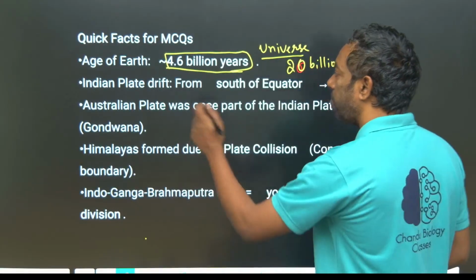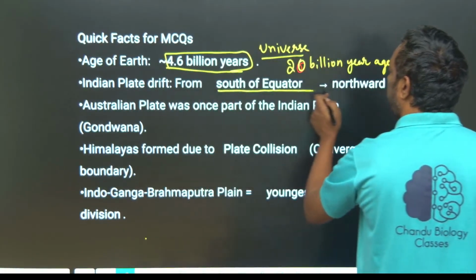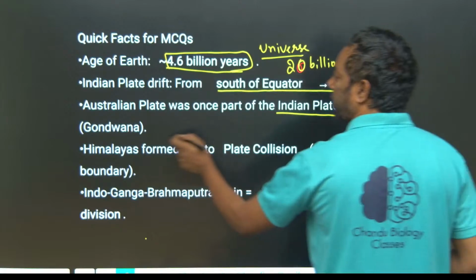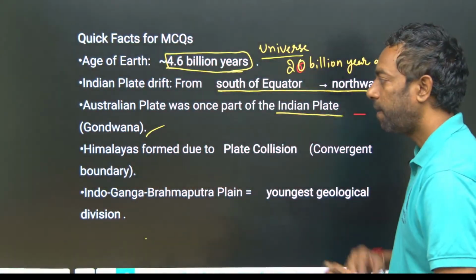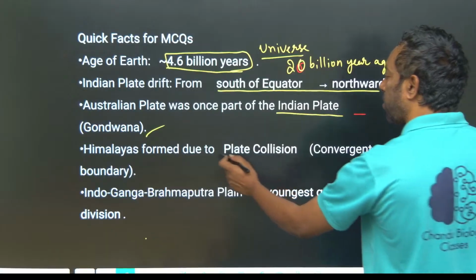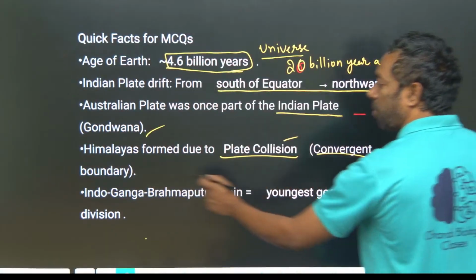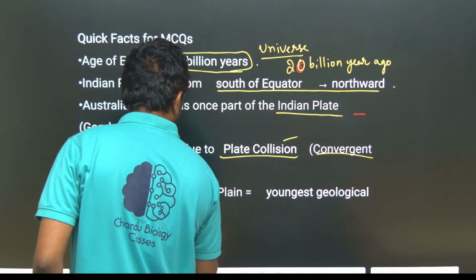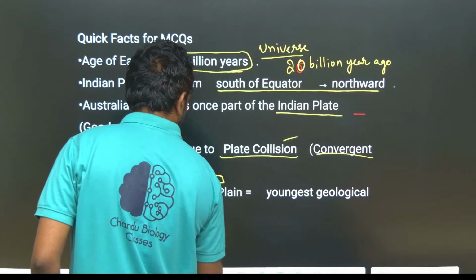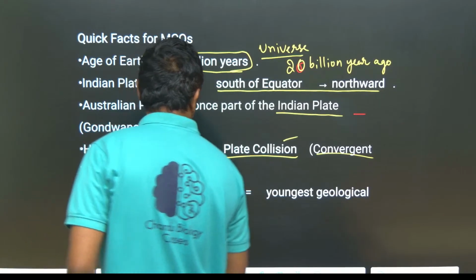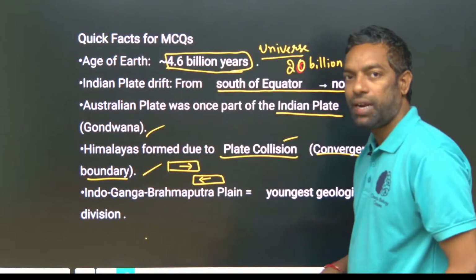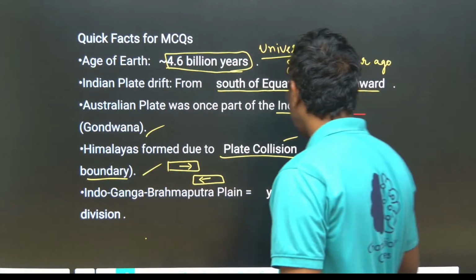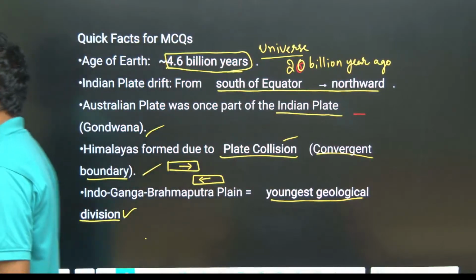The Australian and Indian plates moved from the south, from the equator, northward. The Australian plate was once part of Gondwana, as was the Indian plate. The Himalayas formed due to plate collision at a convergent boundary, where two plates come together to create the Himalayas. The Indo-Gangetic-Brahmaputra plain is the youngest geological division.